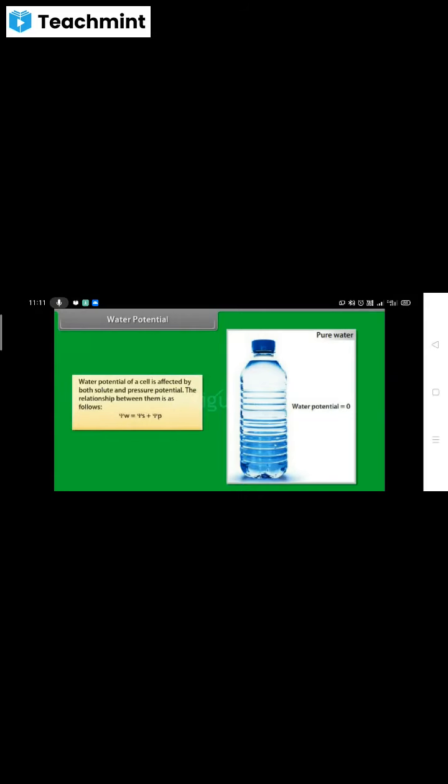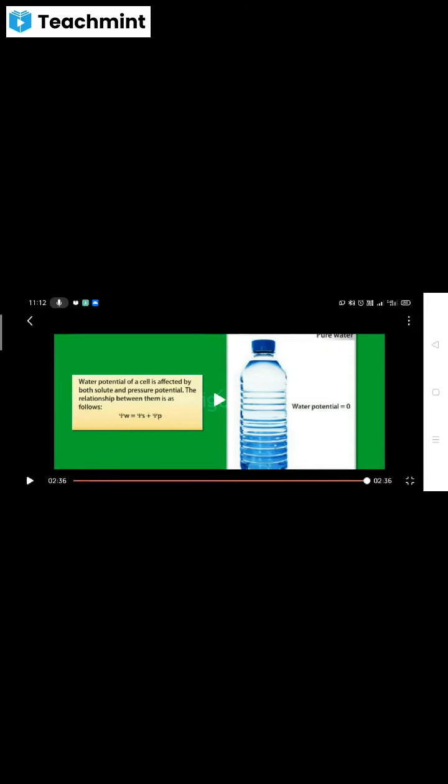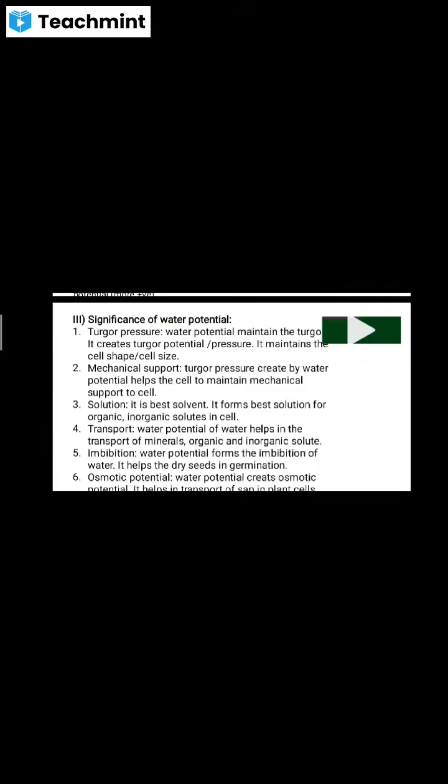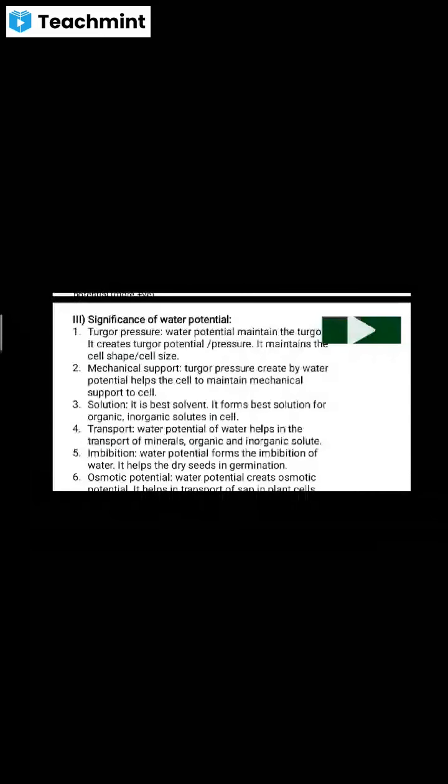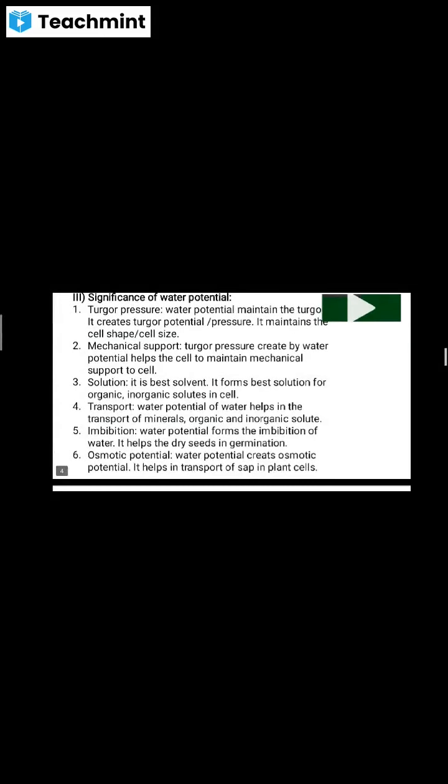The water potential of cells is affected by both solute potential and pressure potential. The relationship is psi W equals psi S plus psi P. Due to the negative potential of the plant and the positive outer potential, pressure will be created, and water as well as minerals will be absorbed by the plants. So the water potential topic is over.